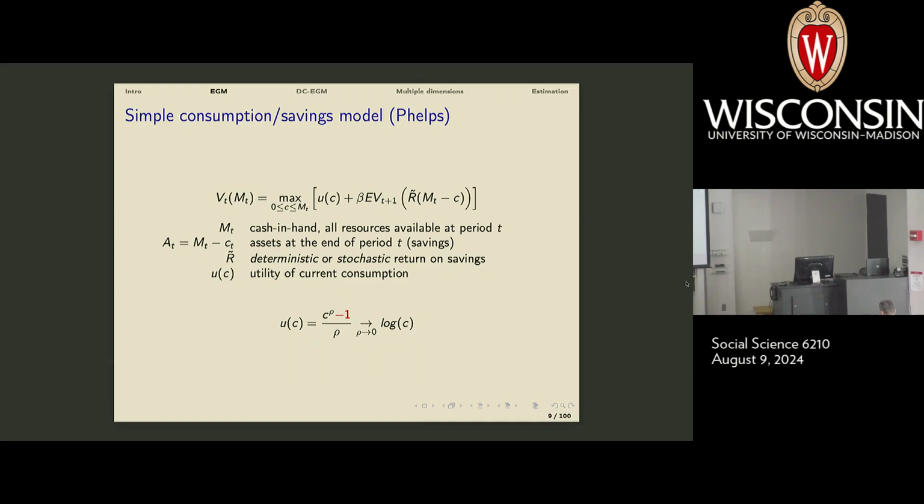Simplest consumption savings model, Phelps model. The value function is going to be dependent only on one state variable, wealth. You're choosing your consumption between 0 and how much money you have, with current utility and the expectation value. We will first work with deterministic return on savings, and you can see that there is no income anywhere here. Let the utility function be CRRA. I'm kind of fuzzy about this -1. When I don't see it in the papers, I'm thinking, that doesn't converge to log, and then it's not that beautiful, so please put -1.